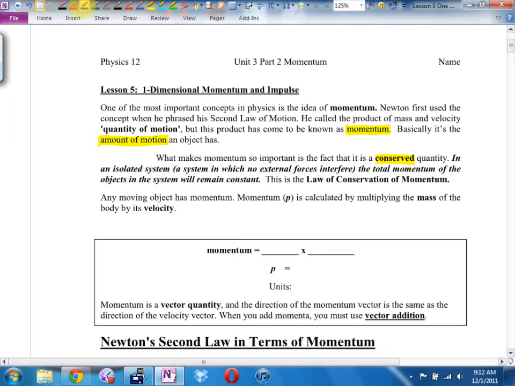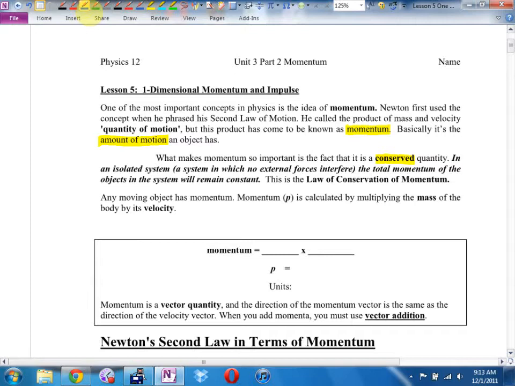What makes momentum so important is the fact that it's a conserved quantity, just like energy, where we said how much energy you have before is equal to how much energy you have after. Momentum, how much momentum you have before is equal to how much momentum you have after, except it's tougher because momentum is a vector. In fact, this is one of the units that kids find tough because there's going to be lots of trig again.